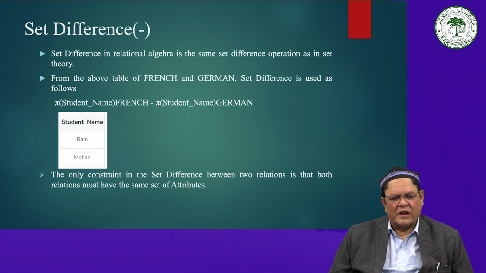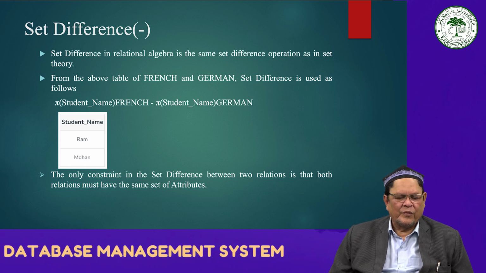Set difference in relational algebra is the same as the difference operator in set theory. The only constraint in the set difference between two relations is that both relations must have the same set of attributes.